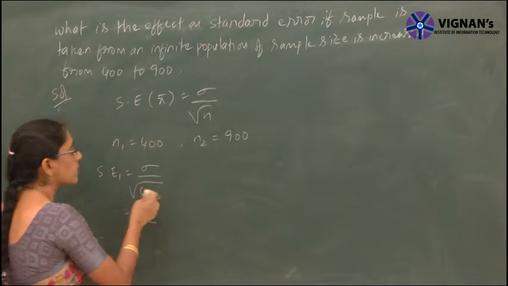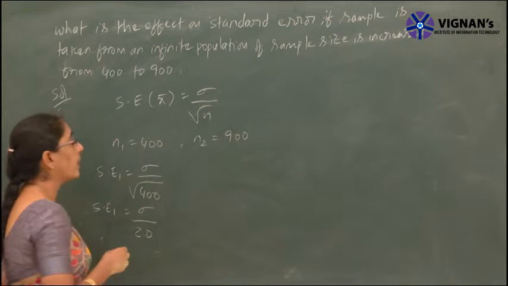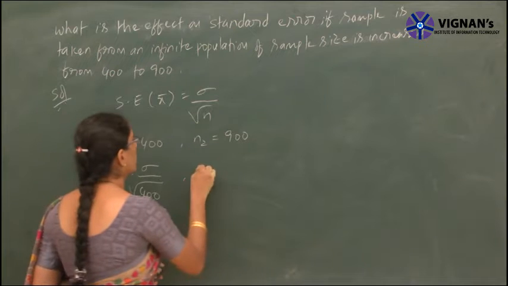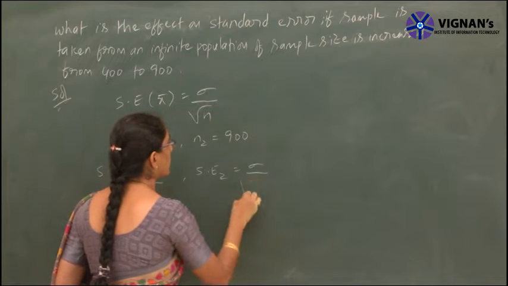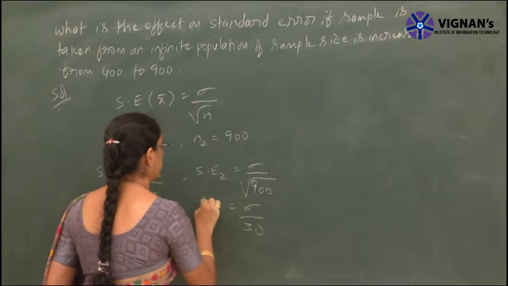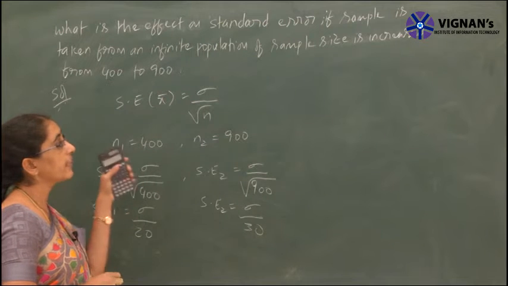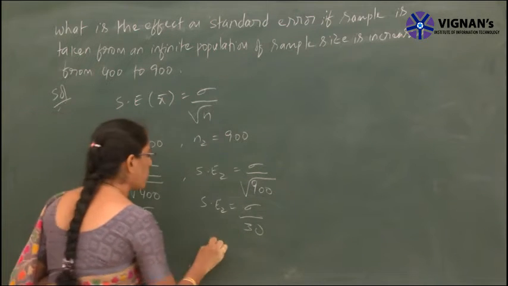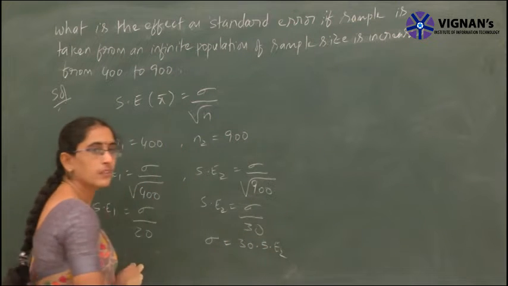Now, when n1 is 400, then the standard error becomes sigma by square root of 400. This is sigma by square root of 400 means 20. That means the standard error when the sample size is 400 is sigma by 20. When coming to the sample size 900, then it becomes sigma by square root of 900, that is sigma by 30. Now they are asking here what is the effect when it is increased from 400 to 900. Now from this, what is sigma here? Sigma is 30 into standard error.